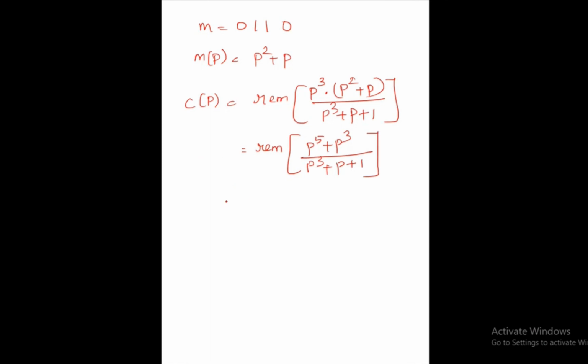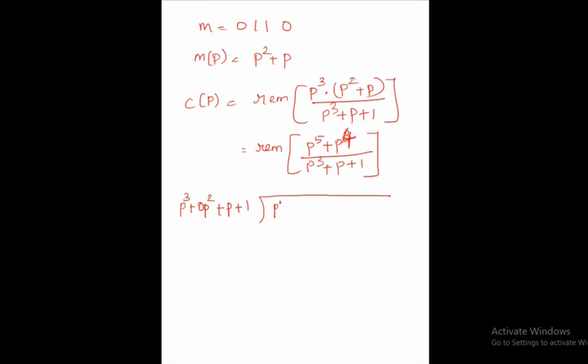So let us do the division. It is p power 5 plus p power 4. Here p cube is available, p square is not available, p is available, and the constant is available. So while doing division, you have to expand in this way. Whichever term is not available, you have to include it also, that is 0 into p square. Similarly, you have to expand this also.